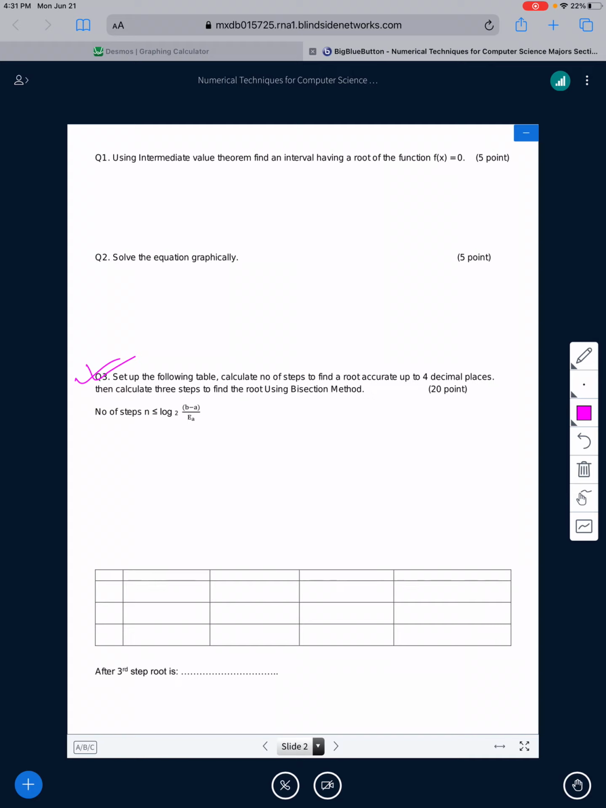Okay, so first I'm going to find the number of steps we need for a root which is accurate up to 4 decimal places. That means the absolute error will be 10 to the power negative 4. Very small. The number of steps n should be less than or equal to (b minus a) divided by the absolute error. We said there is a root in 4 to 5, so that's my interval a to b. My b is 5, a is 4.